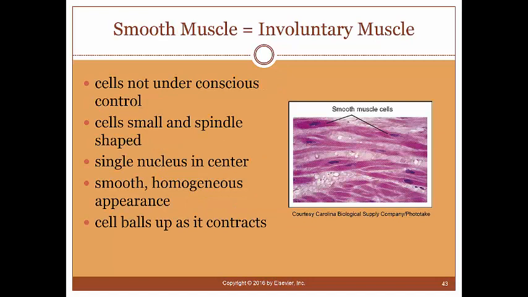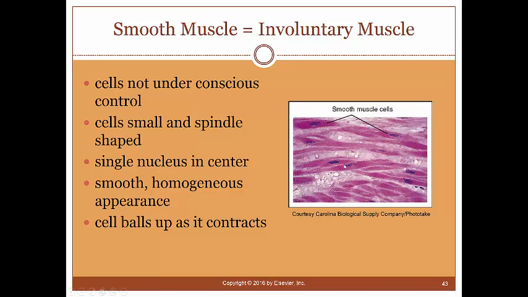So once again, the key thing is this is going to be an involuntary muscle, not under conscious control. It's not going to be striated at all. When we look at them, these are really small cells. We call them spindle shaped. They have a central nucleus. There's many of these in a high-powered slide, so we can see all these right here with their individual nuclei. And they have a smooth, homogeneous appearance, which is the reason why they get the name smooth muscle. There's no striations. They all look somewhat alike and equal.